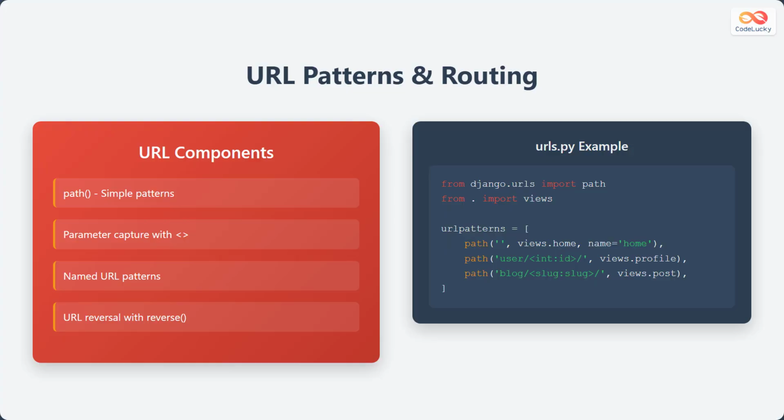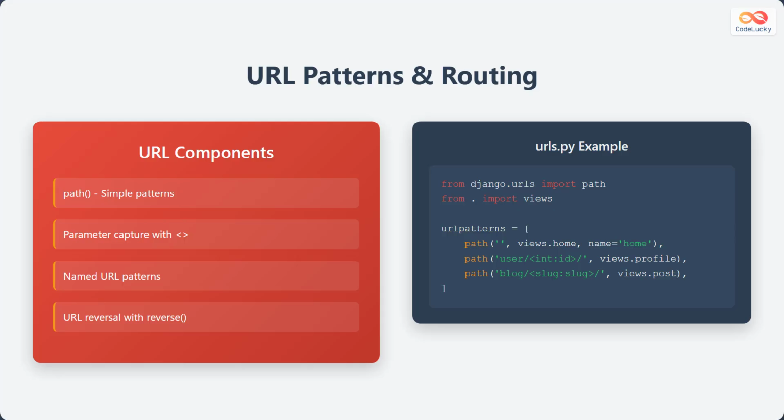Django's URL dispatcher routes incoming requests to the appropriate view functions based on URL patterns defined in urls.py files. The path function is used to define simple URL patterns that map URLs to views. Django supports parameter capture using angle brackets, allowing you to extract values from URLs and pass them to views. For example, user/<int:id> captures integer values from the URL.